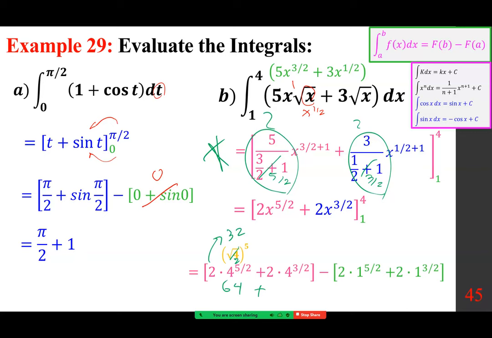4 to the power of 3/2 means square root of 4 cubed, but this is 2. 2 cubed is 8. 2 times 8 makes it 16. 1 to the power of 5/2 or 3/2 makes no difference. They are 1. So 2 and 2 is 4, so minus 4. And they give us 76.